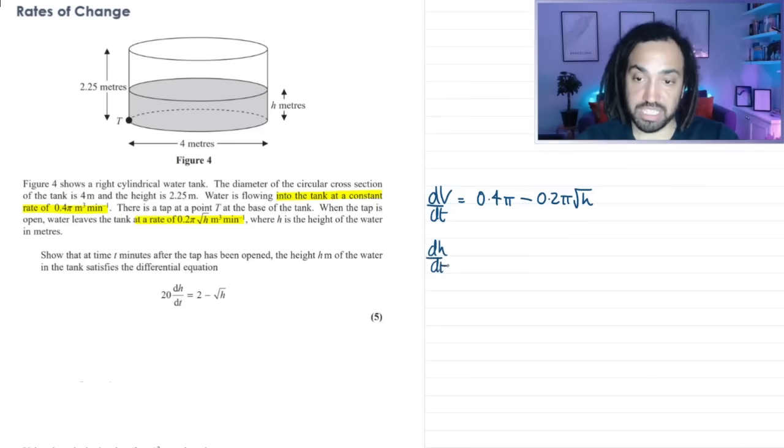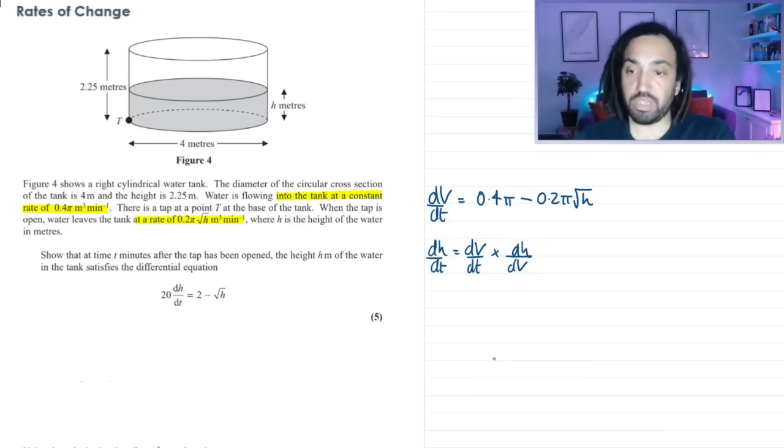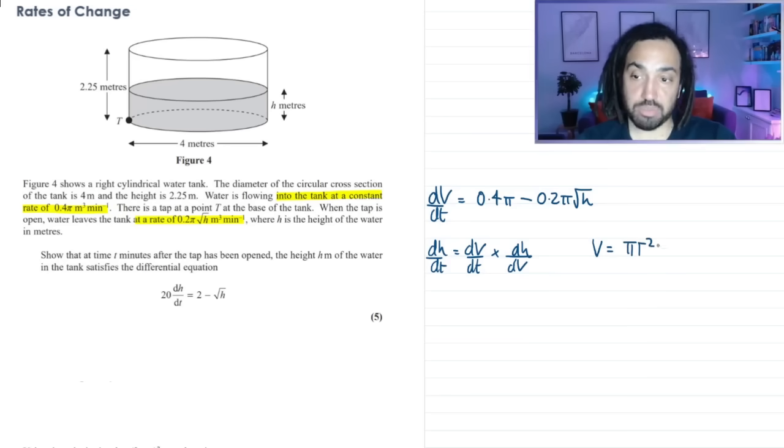So dH by dt using the chain rule is the same as dV by dt multiplied. We want to get rid of the dV and we want to have a dH on top. So it'll be like this. Okay, so we have dV by dt, but we don't have dH by dV. So what we can do is use the formula for the volume of the water in the tank, and it's a cylinder, so that will be pi r squared times h.